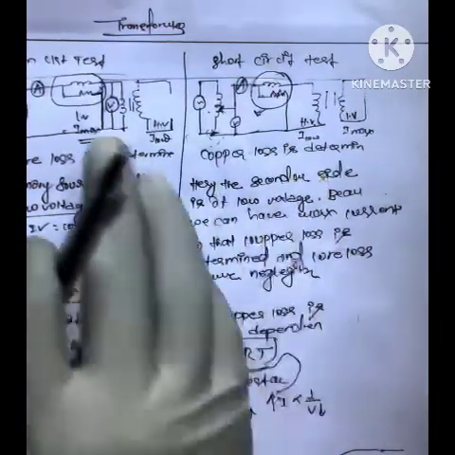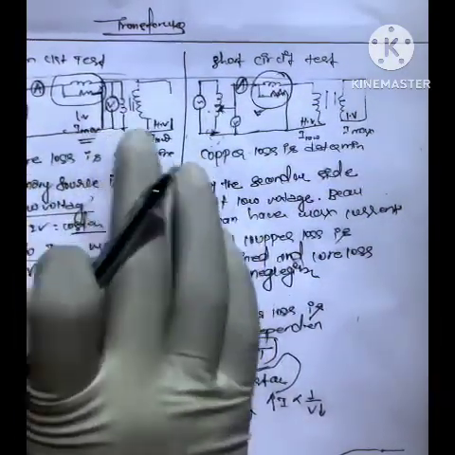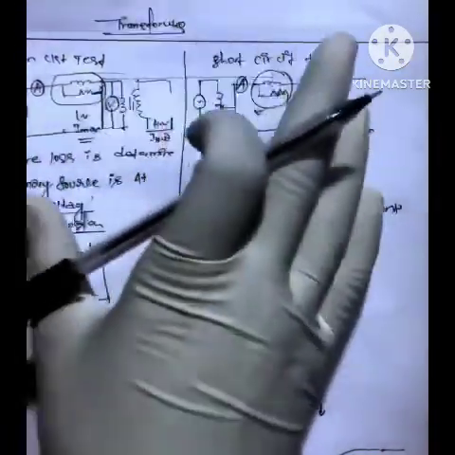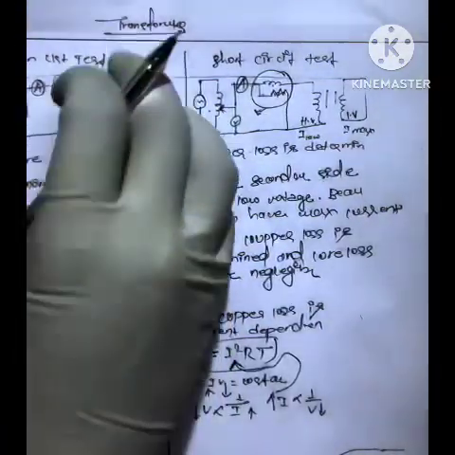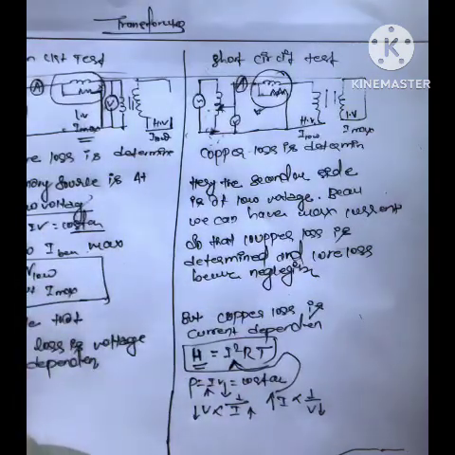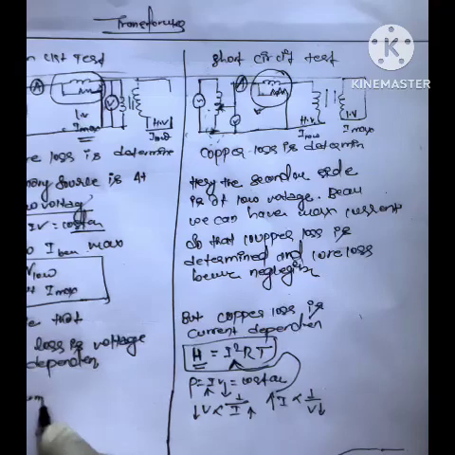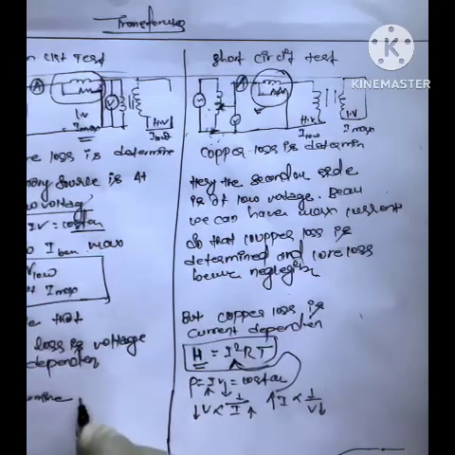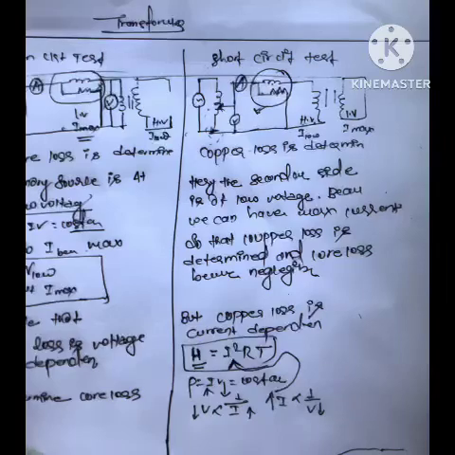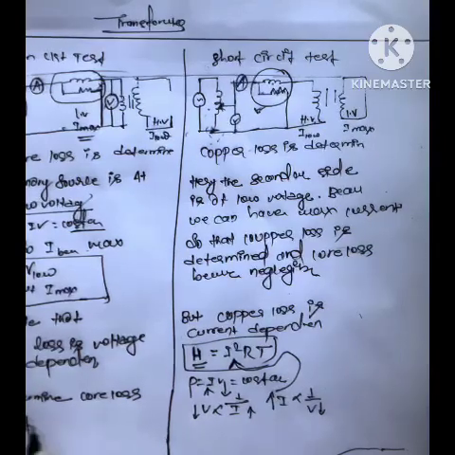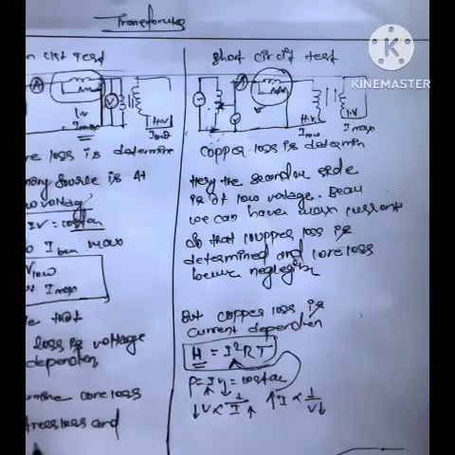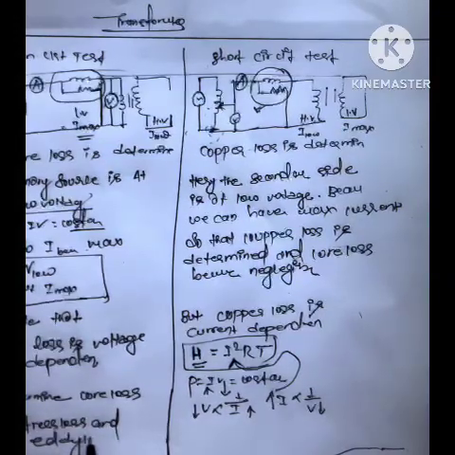Once again I repeat, this is the circuit diagram for the open circuit test and short circuit test. One more thing I have to mention: the open circuit test is voltage dependent and it determines core loss. What is the core loss? Hysteresis loss and eddy loss.